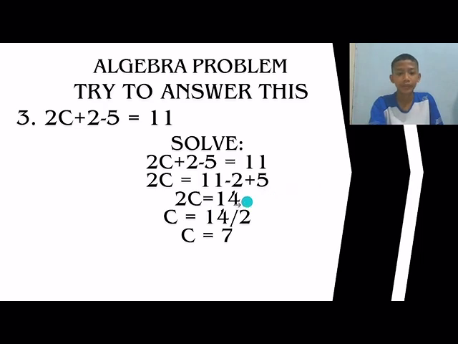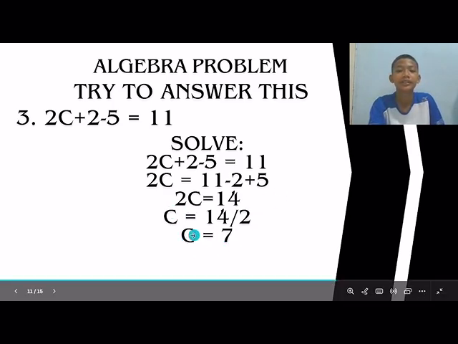And then we divide both numbers by 2. 2c divided by 2 is equal to c, and 14 divided by 2 is equal to 7. So the result is c equals 7.